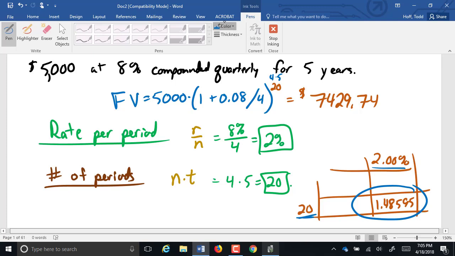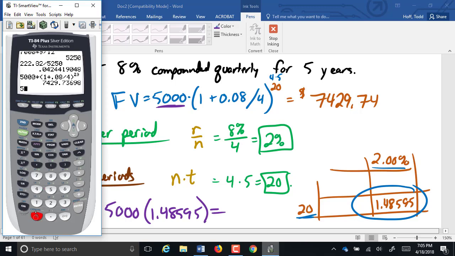So what that means is we could have found the future value here by taking our 5,000 present value times 1.48595. This may not be exactly the same.